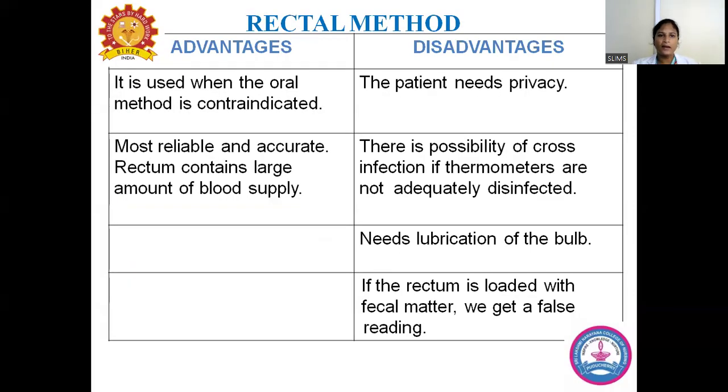So in the rectal method, advantages: it is used when the oral method is contraindicated, and it is the most reliable and accurate. The rectum contains a large amount of blood supply. Disadvantages: the patient needs privacy, there is a possibility of cross-infection if thermometers are not adequately disinfected, and it needs lubrication of the bulb. If the rectum is loaded with fecal matter, we get a false reading.